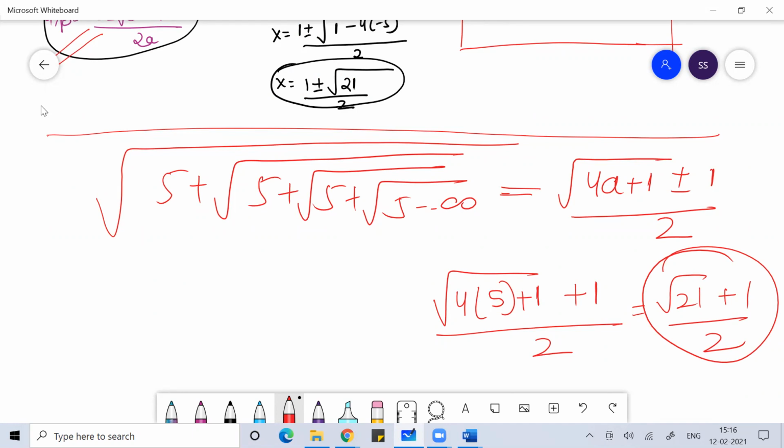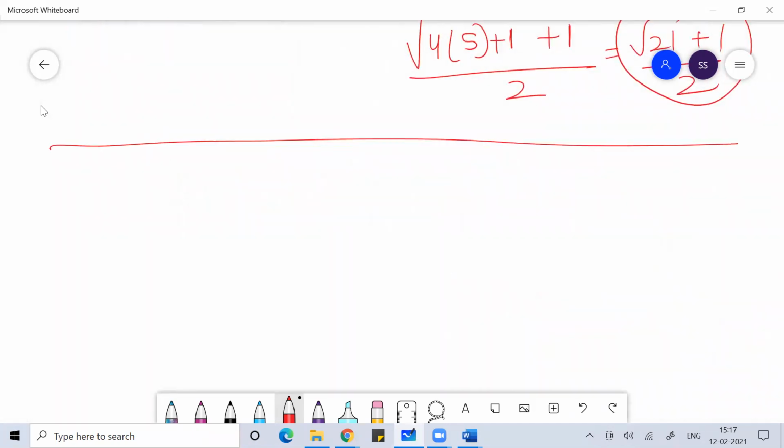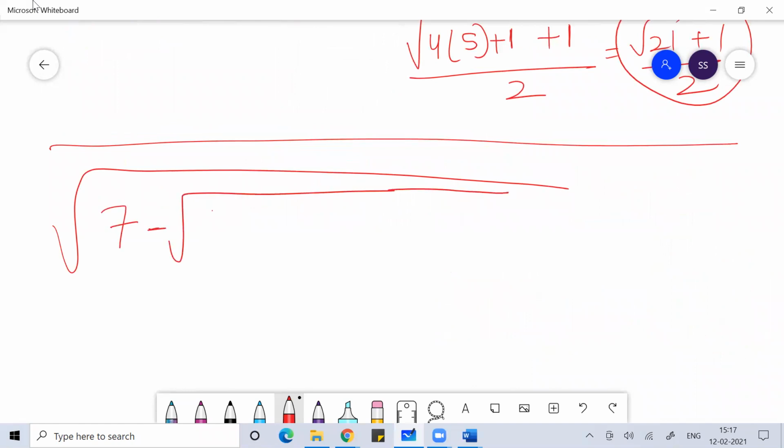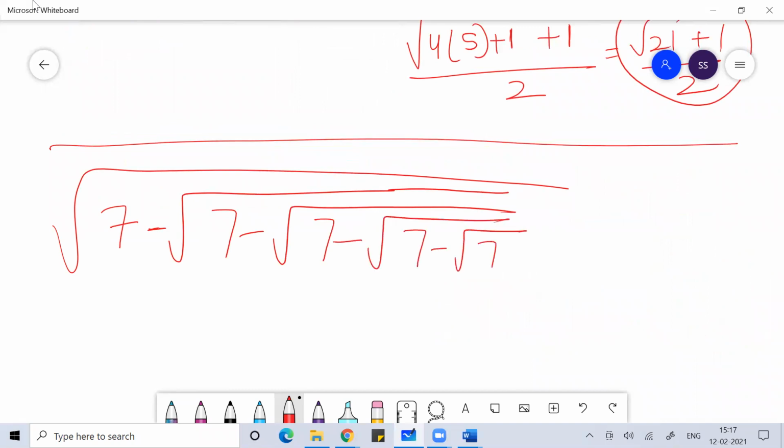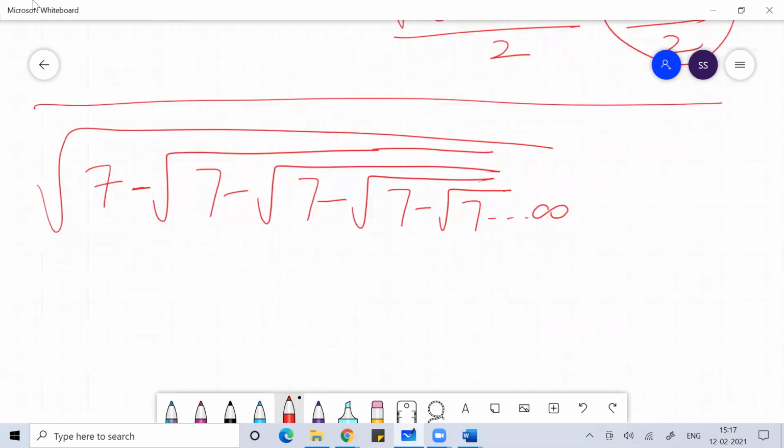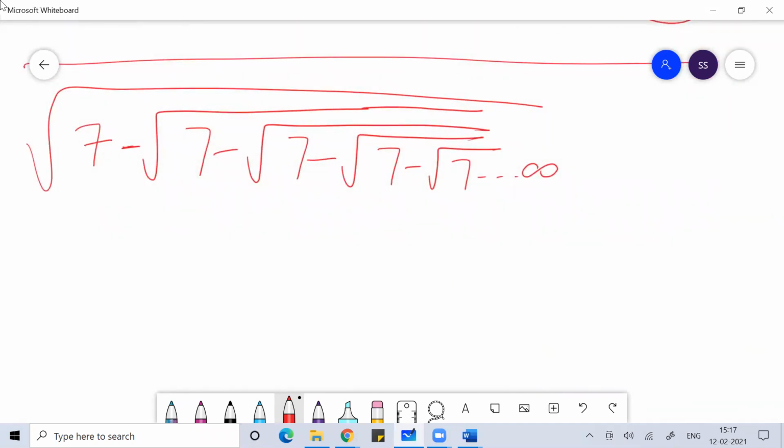I hope you people are understanding. So this is a shortcut. Otherwise, if I ask you like this, root of 7 minus root of 7 minus root of 7 minus root of 7 minus root of 7, like this till infinity. So again, you can use the same formula, that is root of 4a plus 1 plus minus 1 by 2. So here the minus sign is there. I use minus 1 by 2.